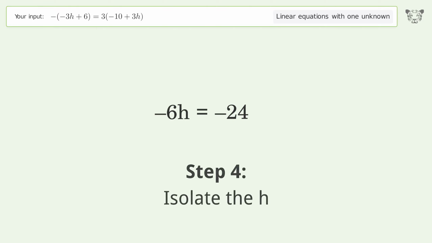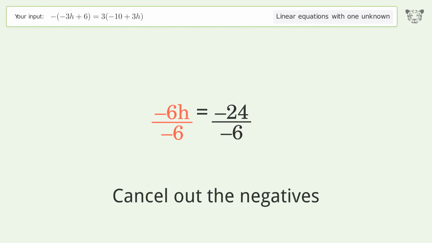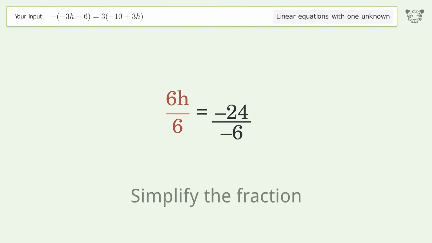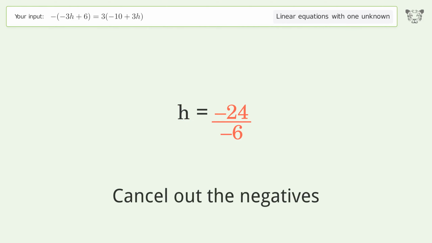Isolate the h. Divide both sides by -6. Cancel out the negatives. Simplify the fraction. Cancel out the negatives.